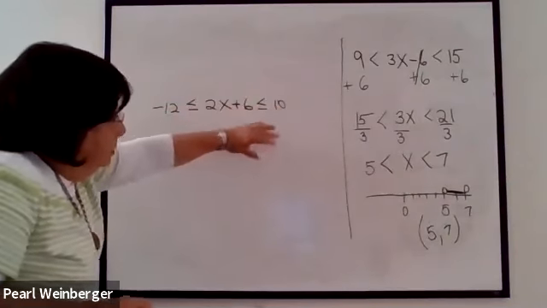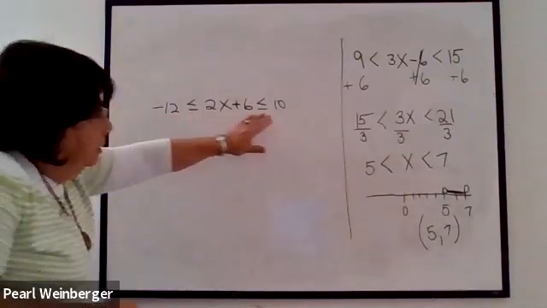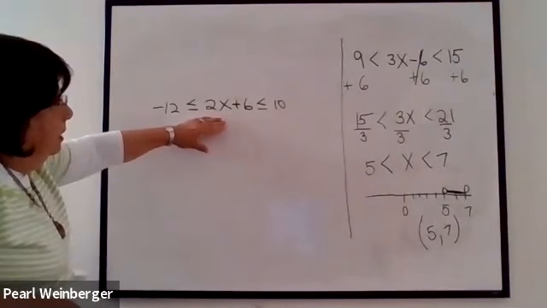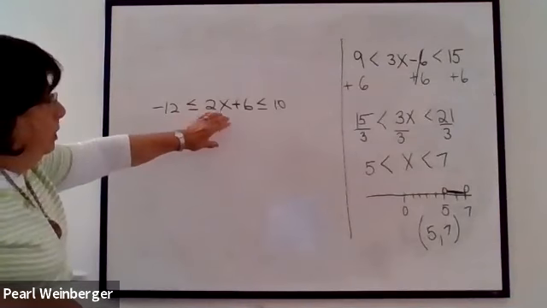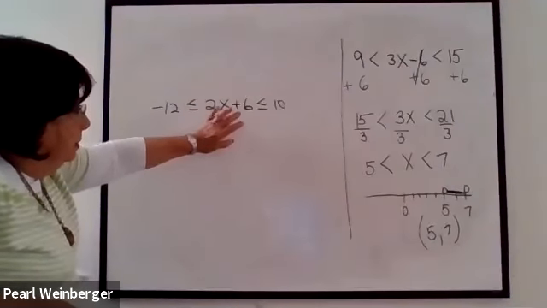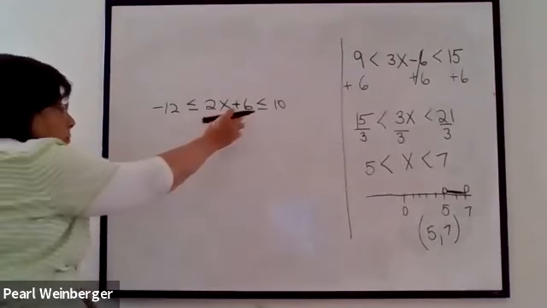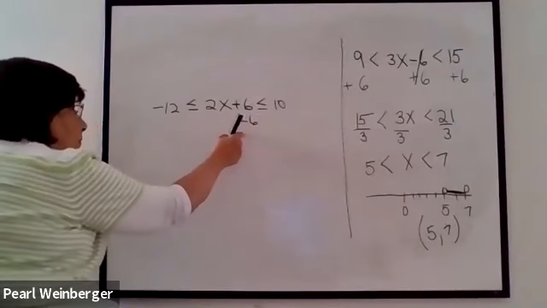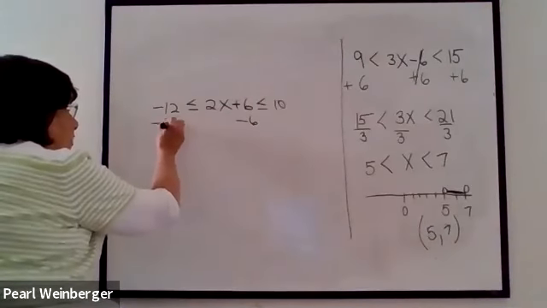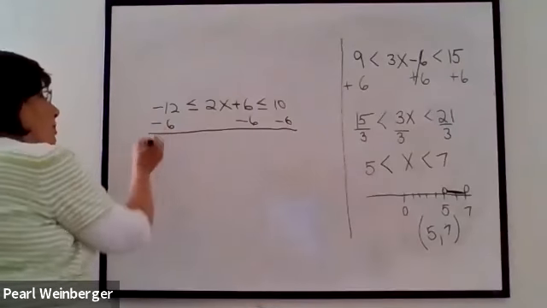It's a compound inequality because we have the smaller number on the left, the larger number on the right, and these are less than signs. And we want to end up with just a plain x in the middle. So the first thing I'm going to do is get rid of this +6 by subtracting 6 from the middle, which means I have to do it at either end as well. Whatever I do in the middle, I do at either end.